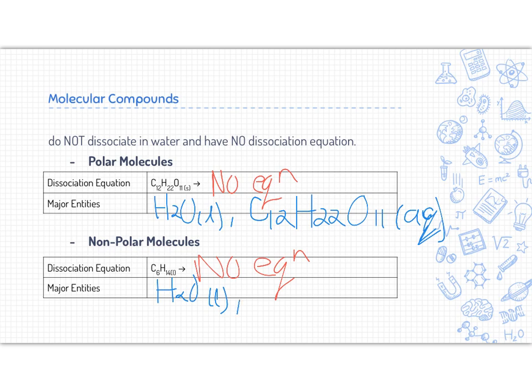Non-polar molecules do not dissolve in water. So any non-polar molecule will be written as its normal formula, C6H14, and because it doesn't dissolve, it does not become aqueous. It just keeps its regular state, so liquid in this case.